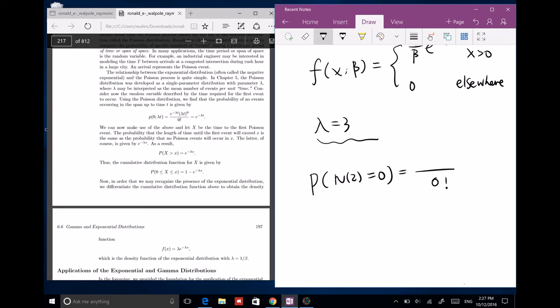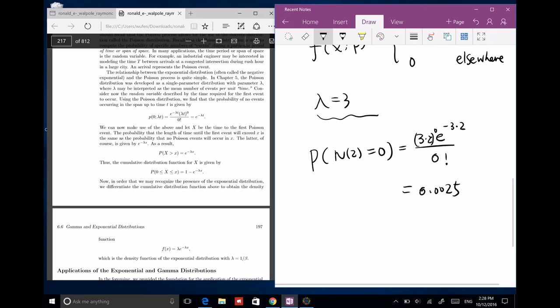Okay, the probability is 3 squared times e to the negative 3 times 2. Sorry, it's 3 times 2, 3 times 2 raised to the 0 power. So the answer is 0.0025.